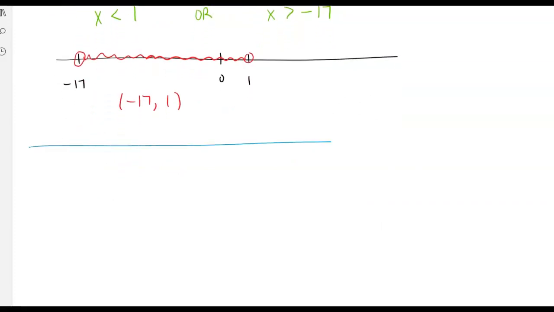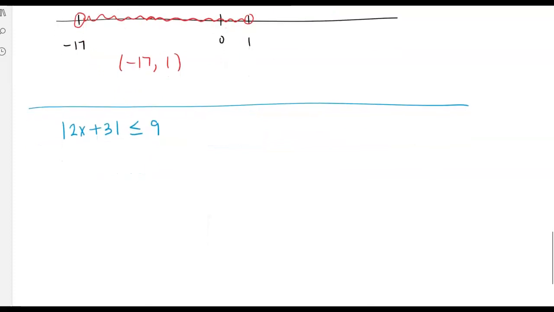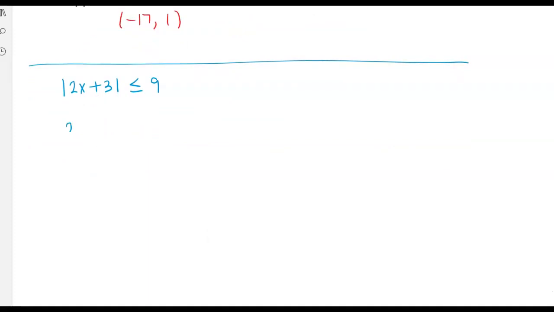Let's look at a different example. Let's consider the absolute value of 2x plus 3, and let's say that it is less than or equal to 9. That means that this expression is either less than or equal to 9, or it's greater than or equal to negative 9. Again, because the absolute value is in between the positive and the negative, it's less than those two outer bounds, and so it's sandwiched in between the two. We solve these two inequalities separately.